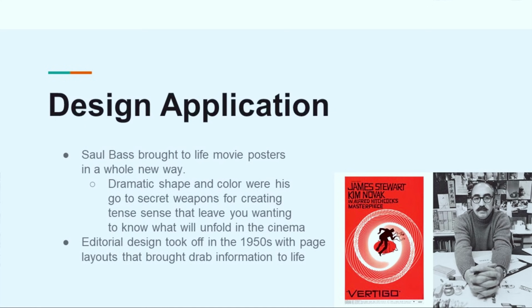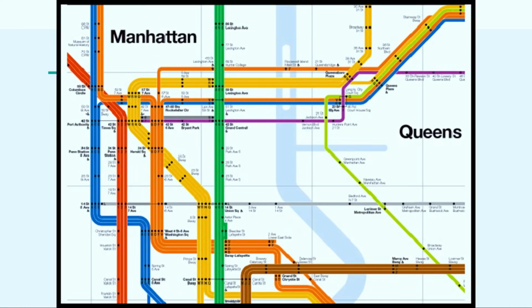Whereas in the older movie posters, I found a lot of times they kind of painted it for you. They kind of said, hey, this is what you're going to expect, where he left it up to mystery. And that was a new look. That was a new thing in design as we knew it, was that mysterious form that he created. So editorial design took off in the 1950s with page layouts that brought drab information to life. And that's what I really like about what Saul did for the design industry.